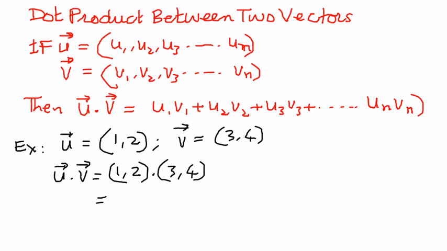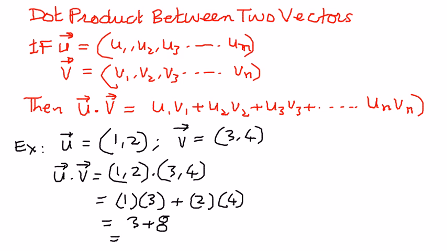Therefore, we're going to multiply them out. 1 times 3, we take the first component of the first vector and the first component of the second vector, multiply them out, plus we're going to take the second component of the first vector times the second component of the second vector. Therefore, when we simplify this, 1 times 3 is 3, plus 2 times 4 is 8, and therefore 3 plus 8 is equal to 11.